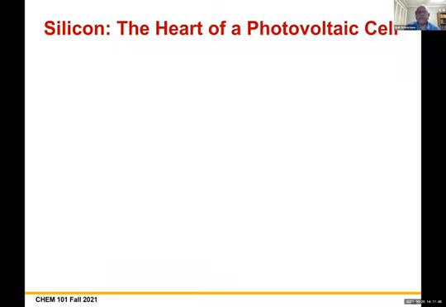Silicon is the heart of solar cells, called photovoltaic cells. A photovoltaic cell is a cell in which voltage is created by solar energy.